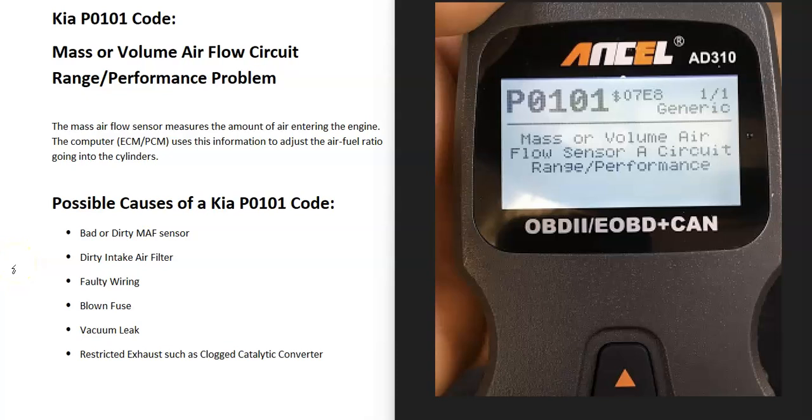So today I'm talking about a Kia with the P0101 code, what it is and how you go about fixing it. And so what is a Kia P0101 code? Well, it's a mass or volume airflow circuit range performance problem. And what does this mean?